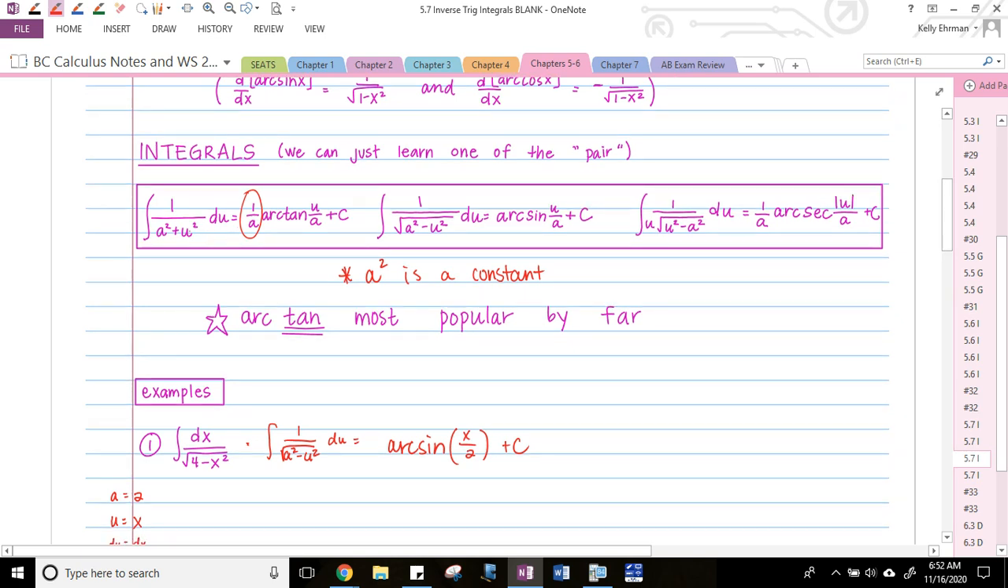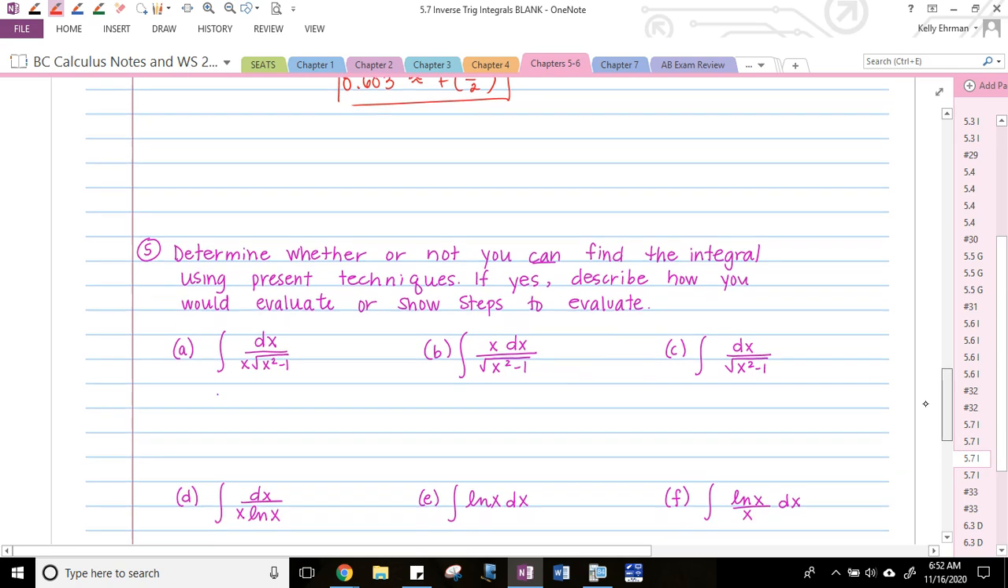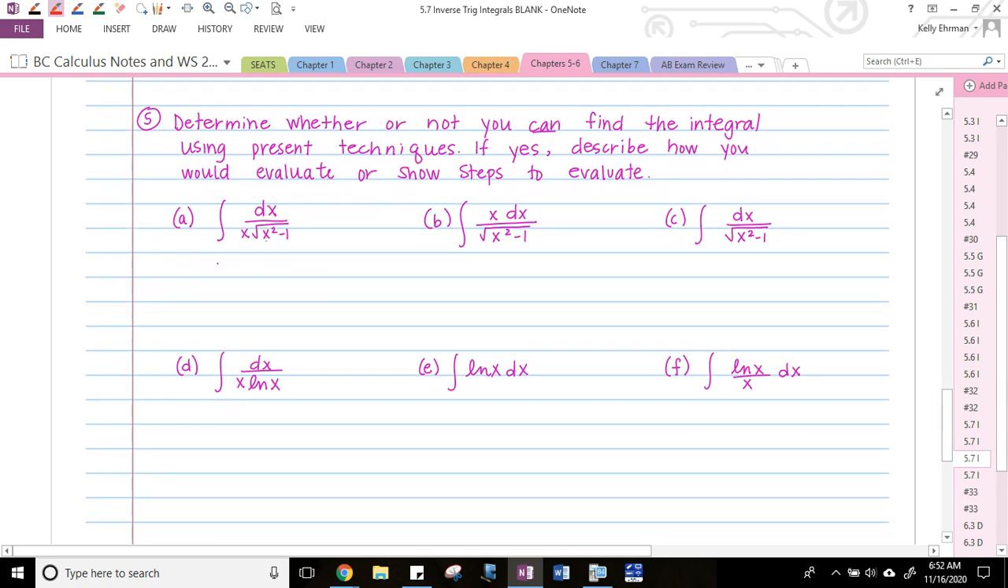In our previous examples, we were always arctangent or arcsine. Here we have this 1 over u times square root of u squared minus a squared. So let's see if that matches. 1 over u times square root of u squared minus a squared. Yeah, so I think that if we say u is x and a is 1 and du dx would be 1, or du is the same as dx, then this would be the integral of 1 over u square root of u squared minus a squared du.